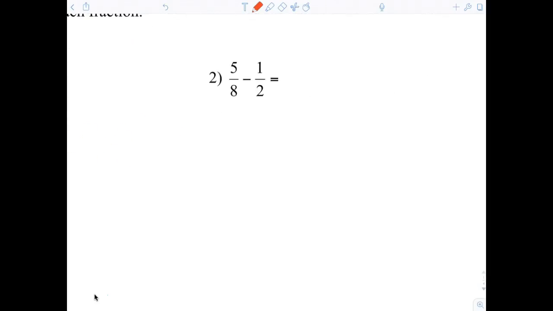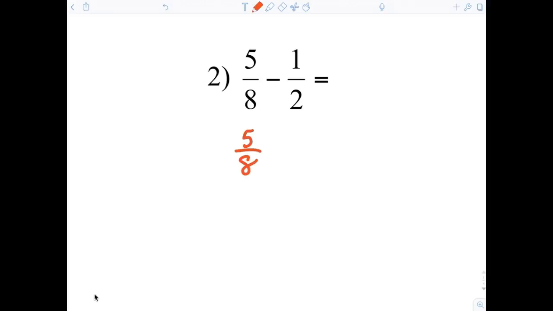All right, let's check out number 2. Kind of the same principle, except this time instead of adding, we're what? So we're going to get a common denominator, which is 8, right? So I have to multiply the second fraction by what? Second one, that's 4/8. 5/8 minus 4/8 would be 1/8.